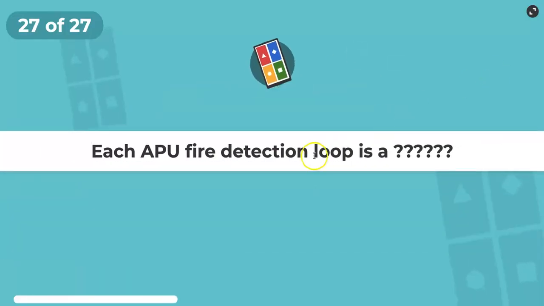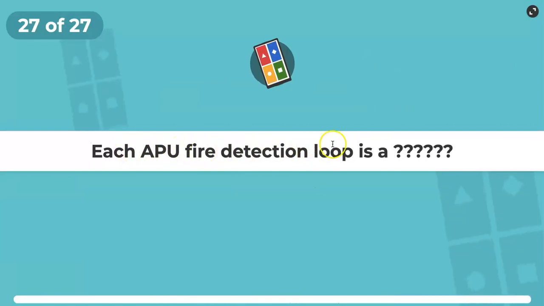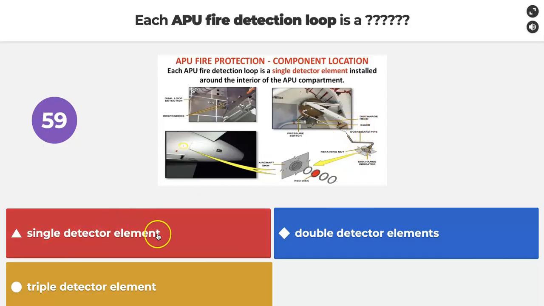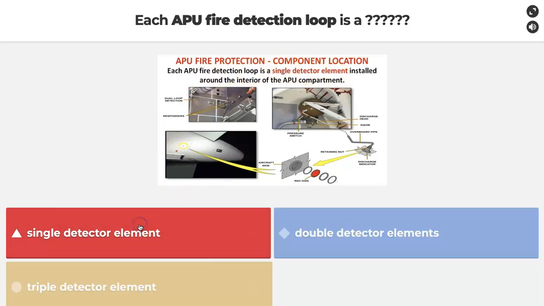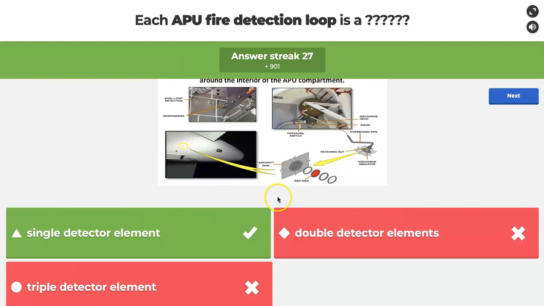Next question. Each APU fire detection loop is a single detector element, double detector element, triple detector element. For the APU, each APU fire detection loop is a single detector element. And during walk around, you need to observe this red disk on the APU. If this red disk is missing, the fire bottle is discharged outside. There is an overpressure happening in the APU fire bottle, and it is discharged overboard. Okay.